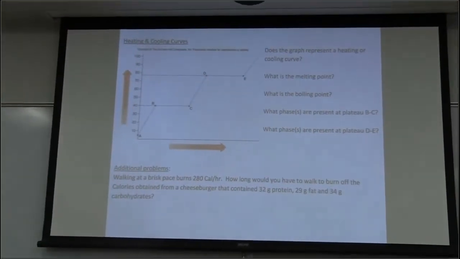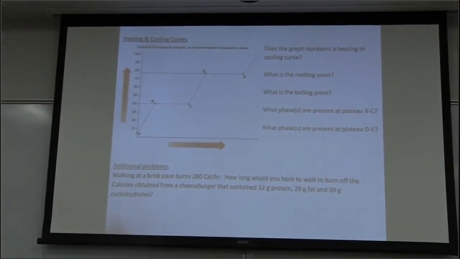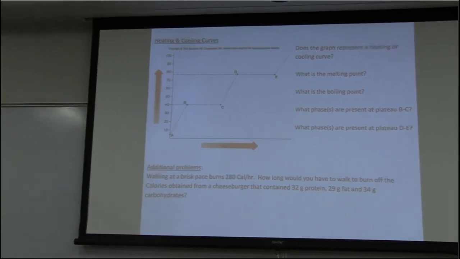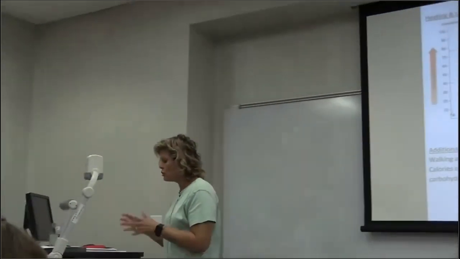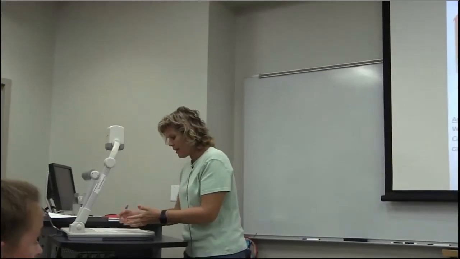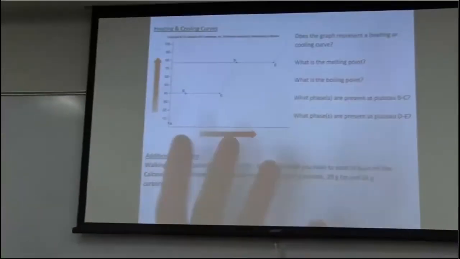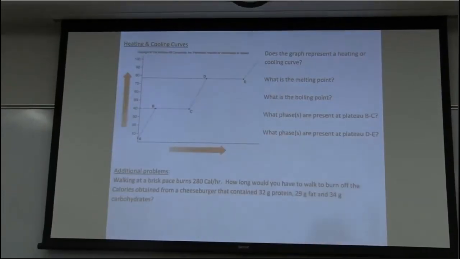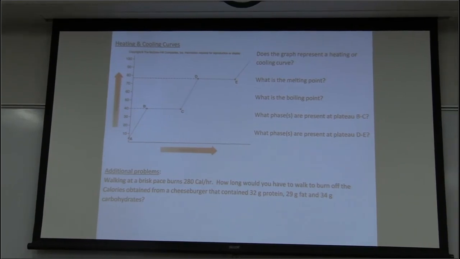All right, last page is the graph here, the heating and cooling graph. And I'll be very honest with you. The main reason that you have this on your page is because many of you do not know how to read a graph. And I think it's very important that you know how to read a graph. So I want you to label A, B, C, D, E, and above. I want you to label this graph, and I want you to answer these questions right now. Label the graph and answer the questions.